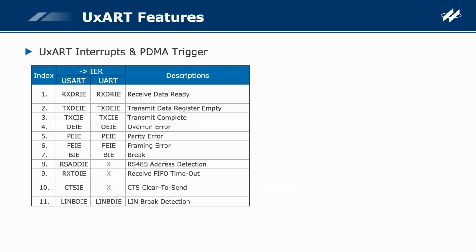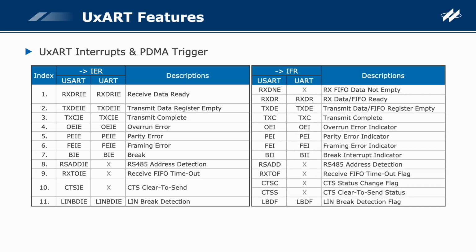Now, let's learn about the interrupt and PDMA functions. Although the UART and UxART offer multiple ways of triggering interrupts, not every trigger requires an interrupt in applications. Consequently, the MCU can enable interrupts as required within the interrupt enable register. When an interrupt occurs, it is not possible for the software to determine its source. However, this information can be obtained via the status and interrupt register.